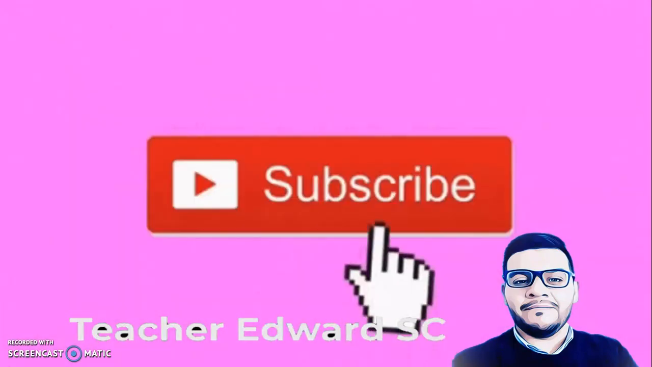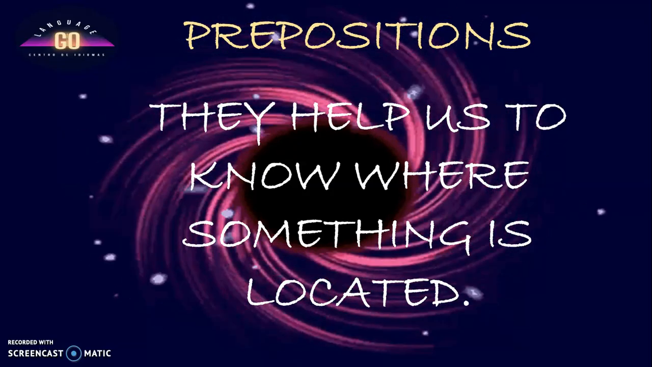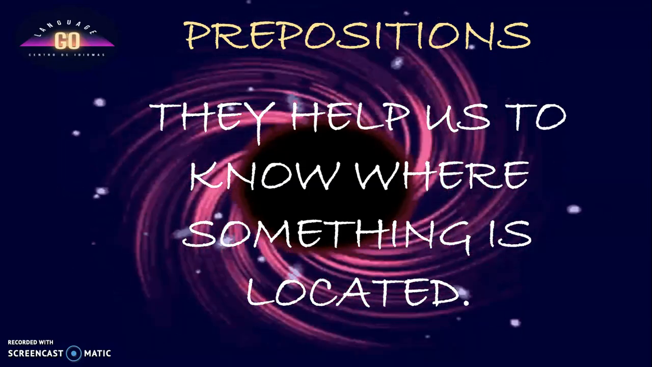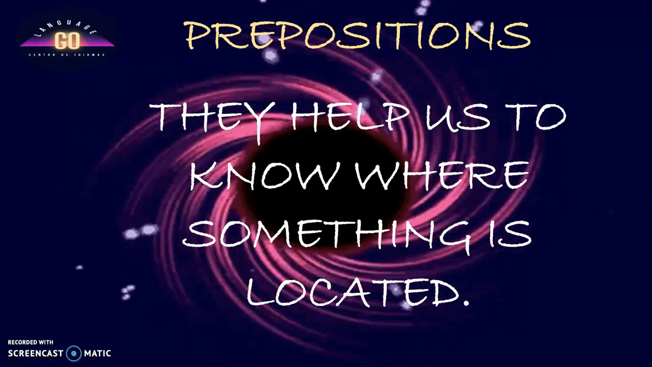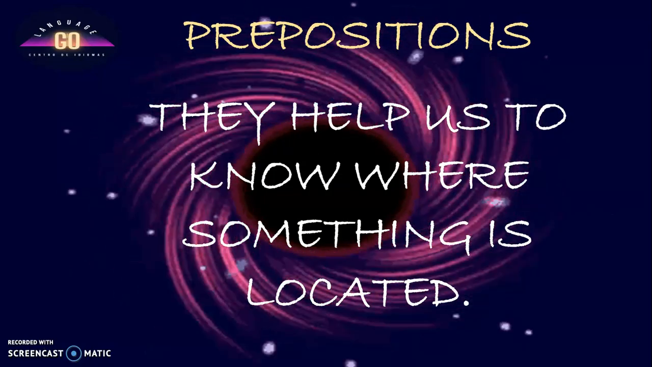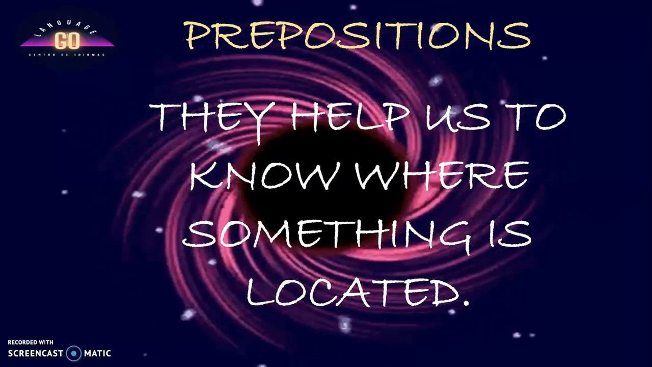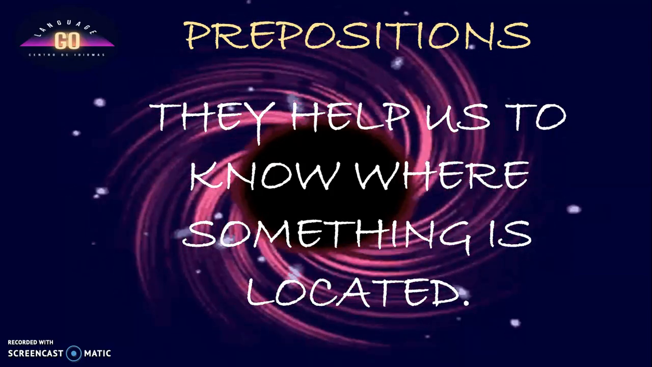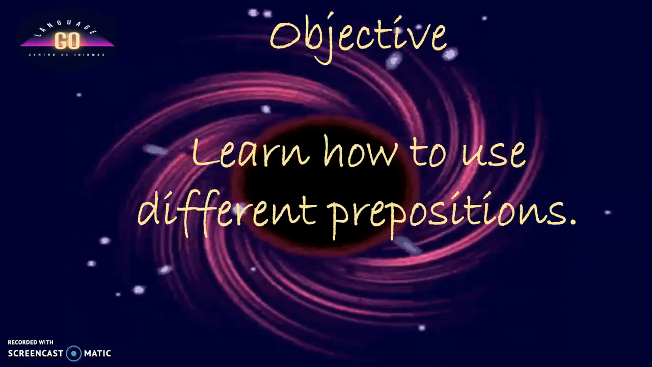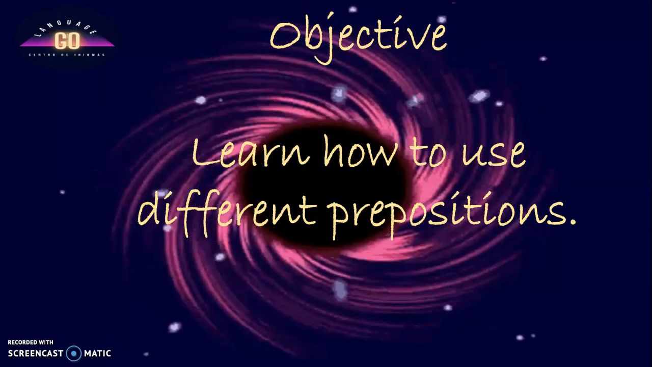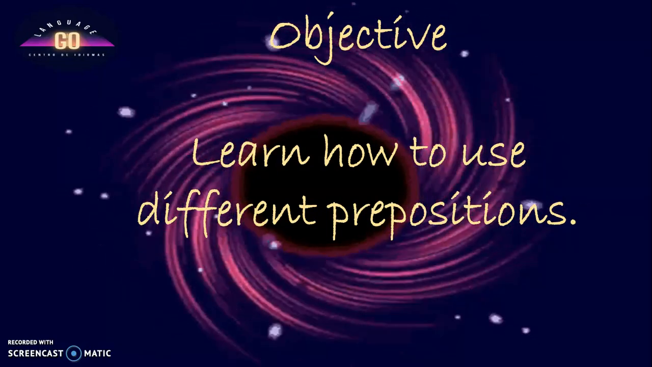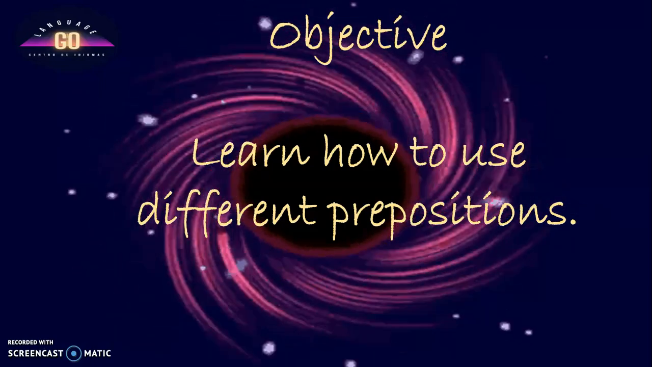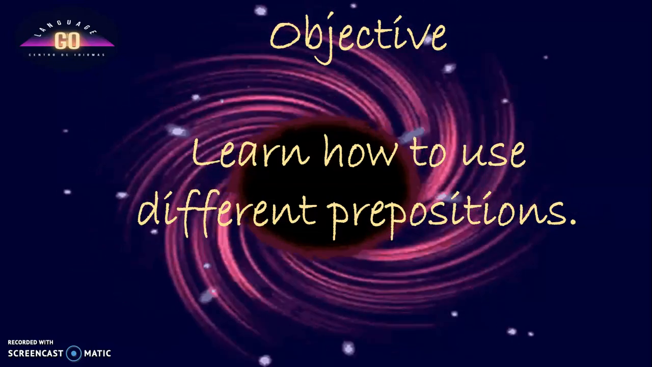And well, let's start with the explanation. We're going to check prepositions. Prepositions help us to know where something is located. El día de hoy aprenderemos a cómo usar las preposiciones del lugar. Las preposiciones nos ayudan para que nosotros podamos saber dónde se localiza algo. Objective: to learn how to use different prepositions. El objetivo del video será aprender a cómo utilizar las diferentes preposiciones del lugar. Why don't we start with them?